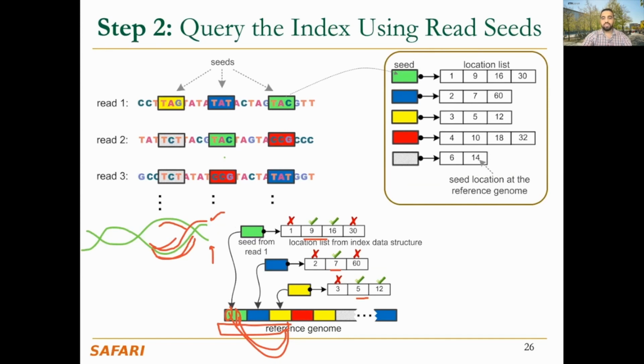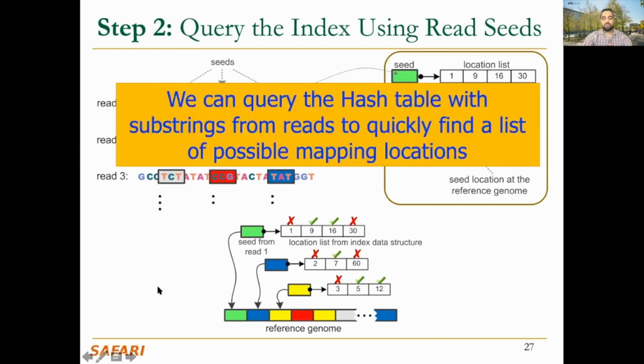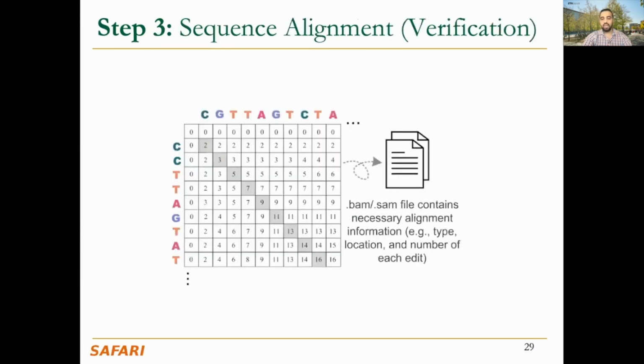Now, these are some of the challenges you will face once you do that. Let me clear the drawings. These are some of the challenges that we need to worry about while you do read mapping. Once you get the location, yeah, we can create the hash table with substrings from reads to quickly find possible locations. Again, the hash table might be one of the options.